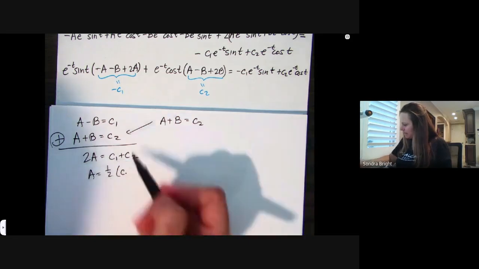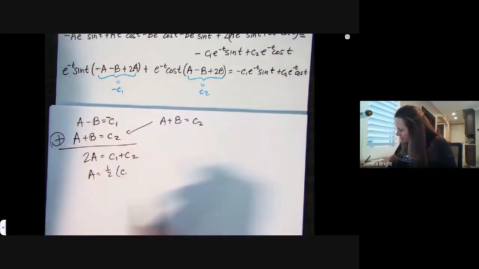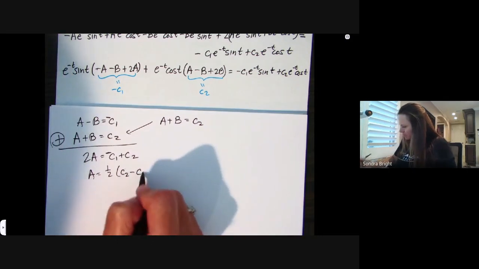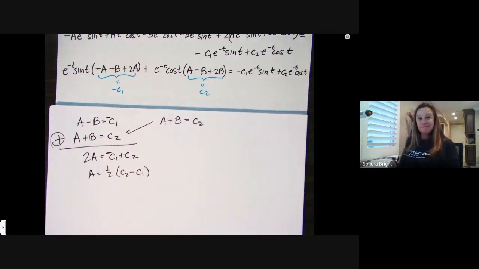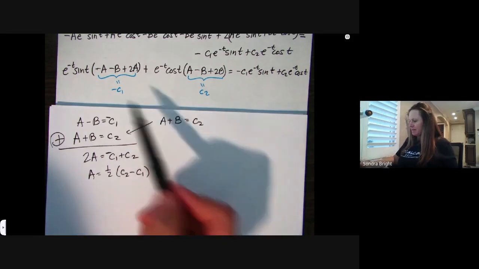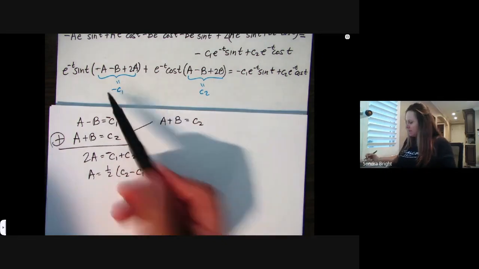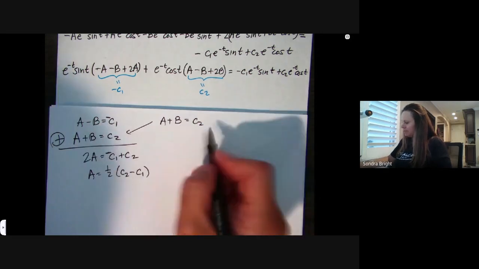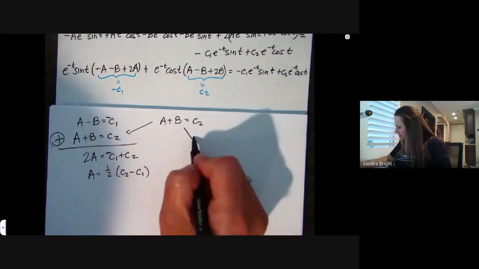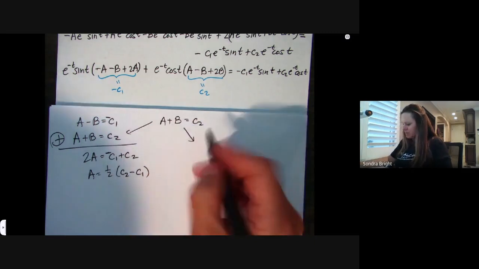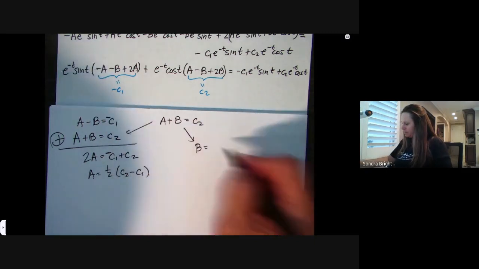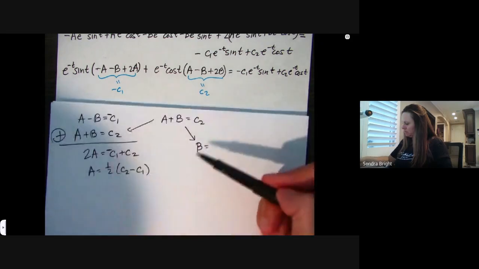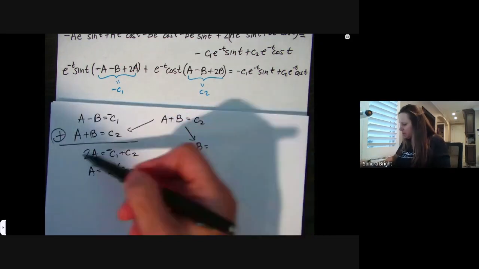Where did I mess up? Negative c1, negative c1, negative c1. So how about if I write c2 minus c1? There you go. Sorry about that. Missed that negative sign there. Okay, then here, if a plus b is equal to c2, then that means b would equal, do I use that one? No, because I just used it. Okay, I'm going to use this first one here.